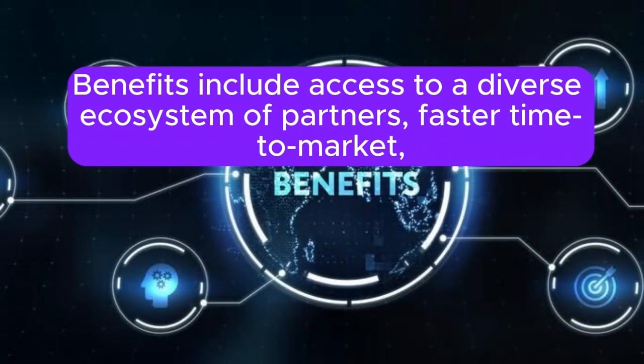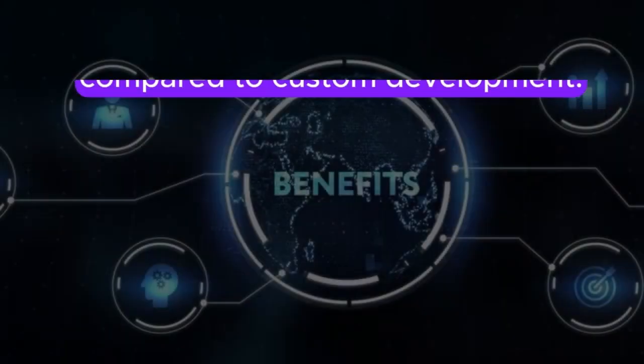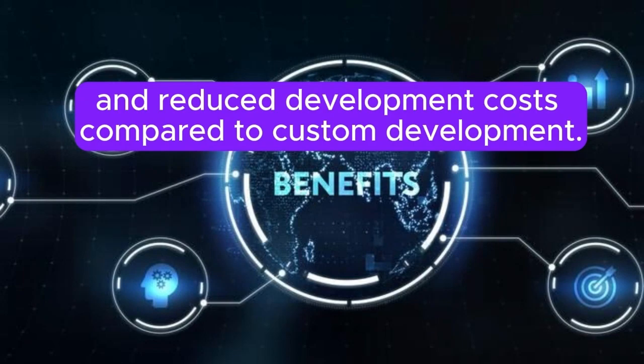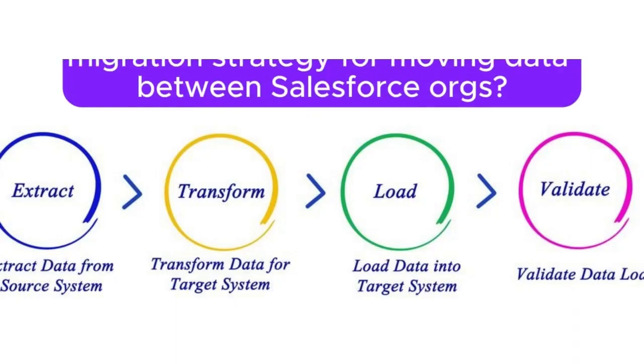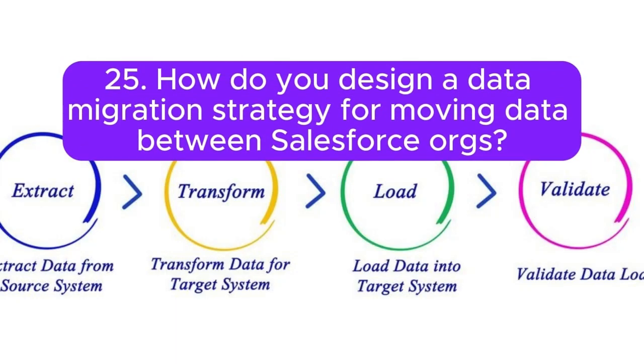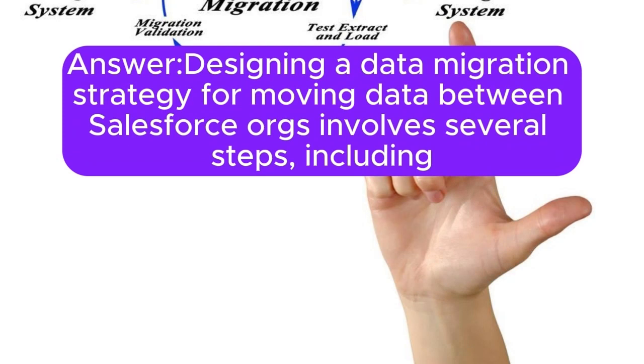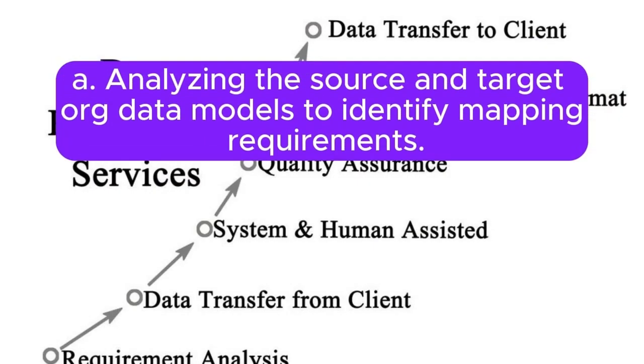Benefits include access to a diverse ecosystem of partners, faster time to market, and reduced development costs compared to custom development. 25. How do you design a data migration strategy for moving data between Salesforce orgs? Answer. Designing a data migration strategy for moving data between Salesforce orgs involves several steps, including A. Analyzing the source and target org data models to identify mapping requirements.